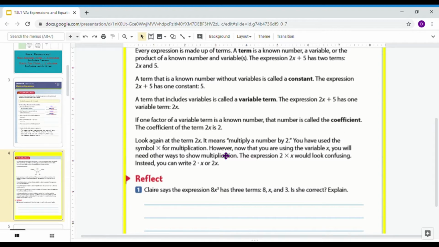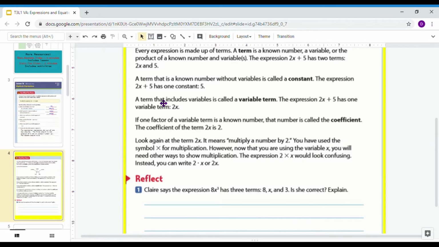So we also use that x for multiplication. If we look right here where it says the expression 2 times x would look confusing because we have the times symbol and then we also have the variable x. So sometimes we see it written, and you guys have seen me write this multiple times, where instead of writing an x, I draw that little dot, and that also means multiplication. Or you could just write it as 2 next to x, and this also shows that it's being multiplied.